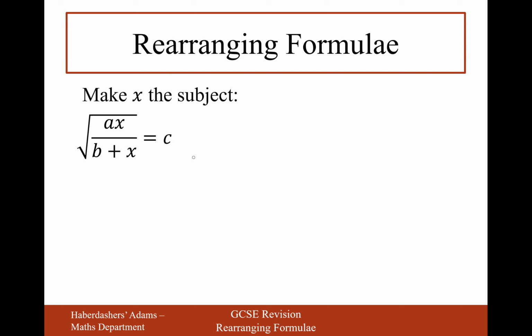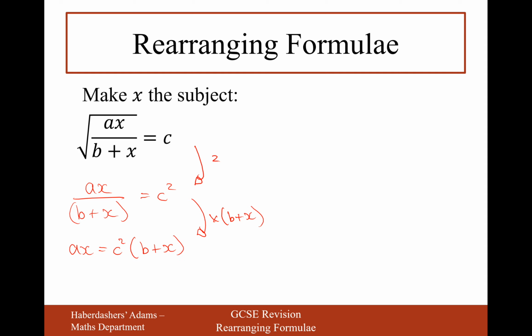We need to get rid of the square root, so let's square both sides first. We can't get into doing anything inside this square root before we have squared. So it's going to be ax over b plus x equals c squared. So square both sides there. Now we'll multiply this term here onto the other side, so we'll now multiply by b plus x. And that's going to give us ax equals c squared times b plus x. Then we'll expand the brackets. ax equals bc squared plus c squared x, just preferring to write things in alphabetical order.